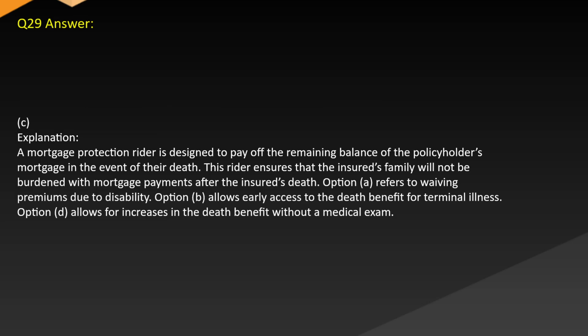Answer C. Explanation. A mortgage protection rider is designed to pay off the remaining balance of the policyholder's mortgage in the event of their death. This rider ensures that the insured's family will not be burdened with mortgage payments after the insured's death. Option A refers to waiving premiums due to disability. Option B allows early access to the death benefit for terminal illness. Option D allows for increases in the death benefit without a medical exam.